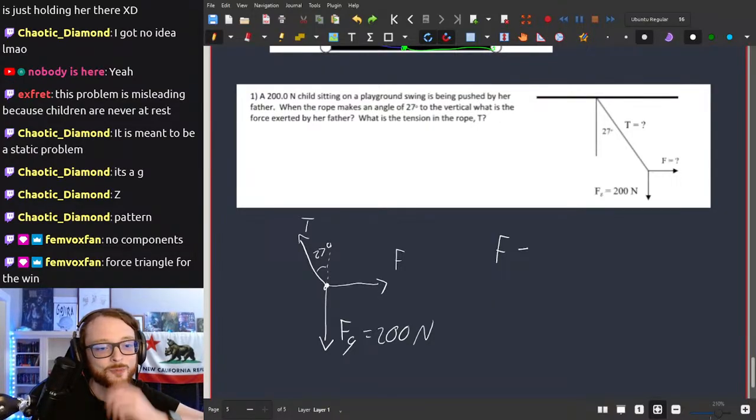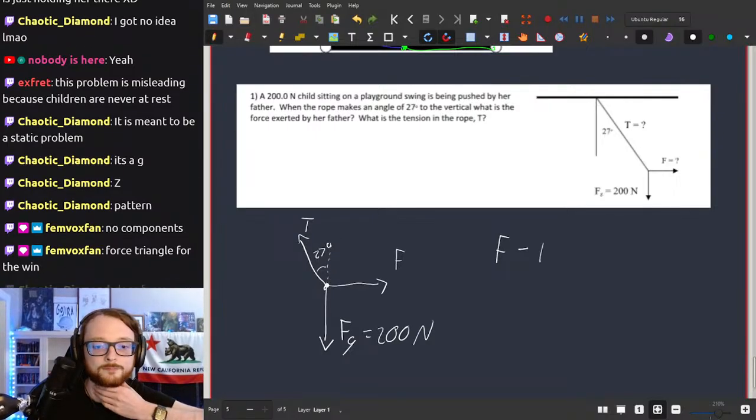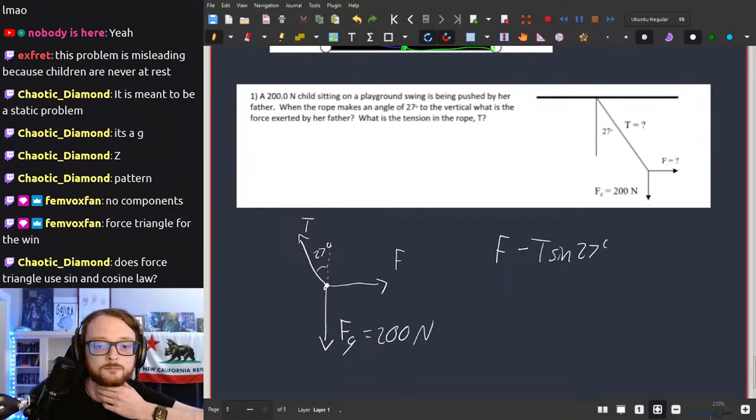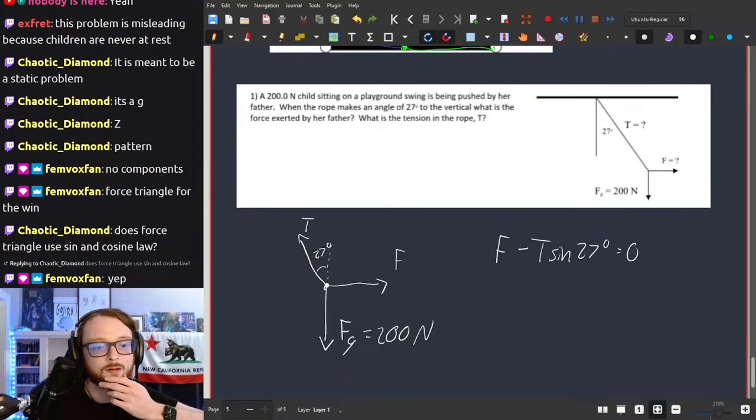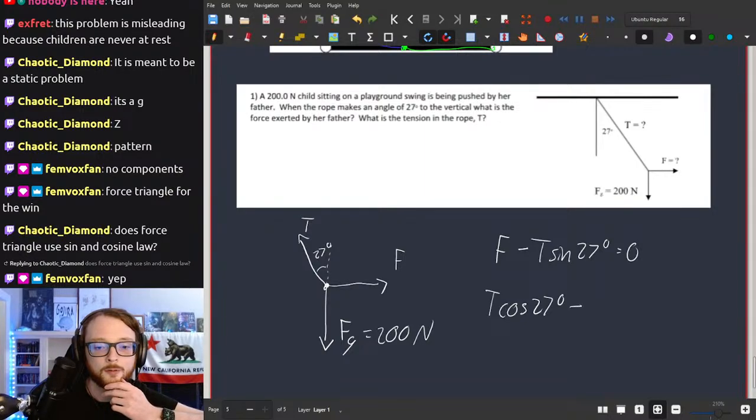The force the father is exerting should be the horizontal component of the tension. So we're going to want sine of 27 to get this bit up here. Equals 0. And then vertically, tension is pointing up. This time we're going to take cosine of 27 to get the other component. Minus gravity is pointing down, which I'm just going to plug in as 200 newtons. Equals 0.